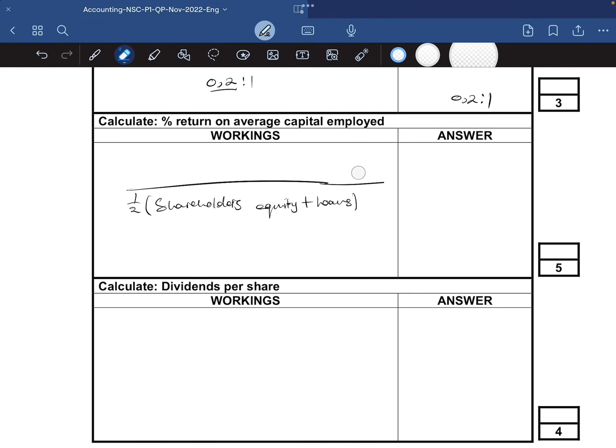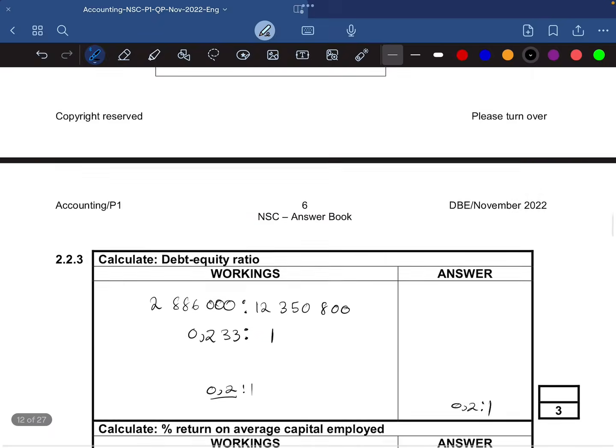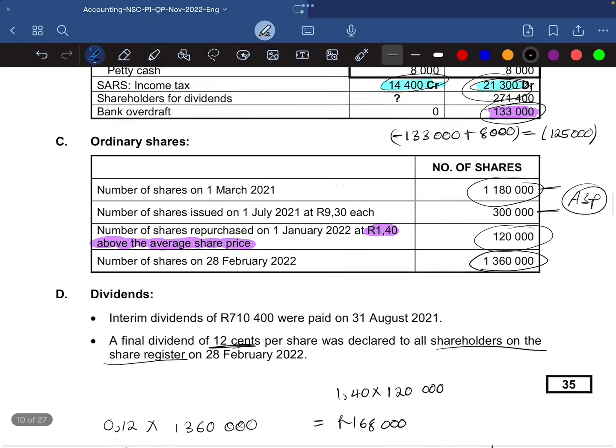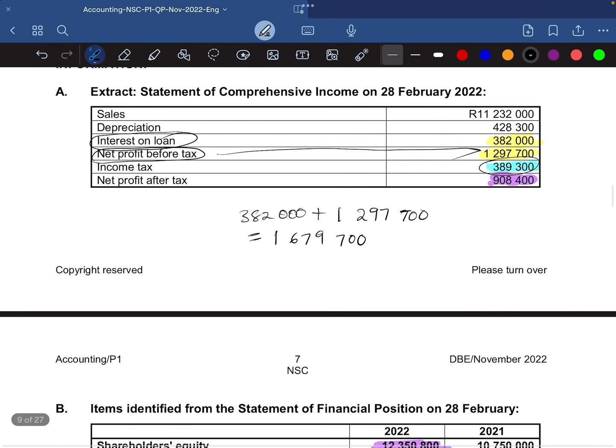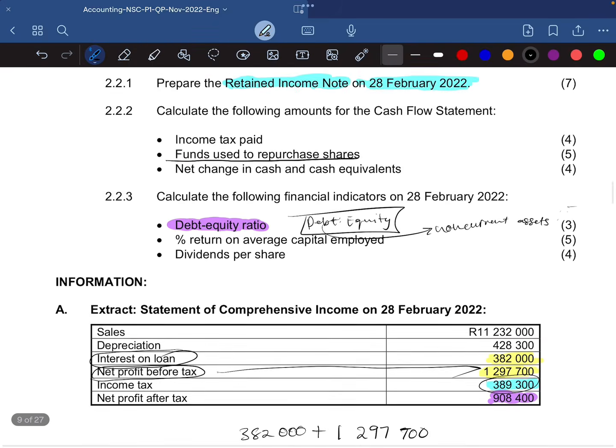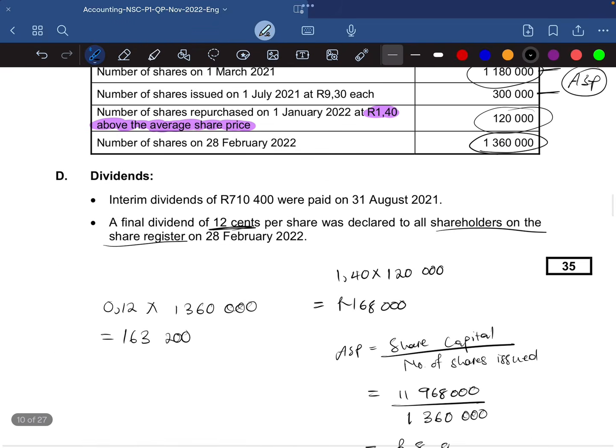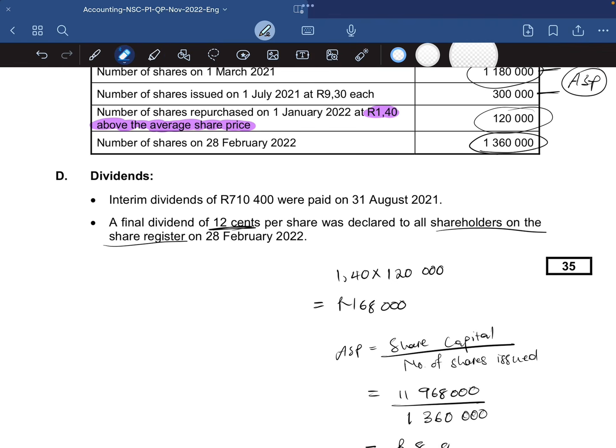Right, we have our numerator. Okay, I can just erase this. So it's 1,679,700. Remember that it's supposed to be a percentage. Forget to multiply there by 100. And then now half of our shareholders' equity plus loans. So there's quite some addition there to do, but we can work it out, of course. Okay, so I'll just use this space to work out this question.